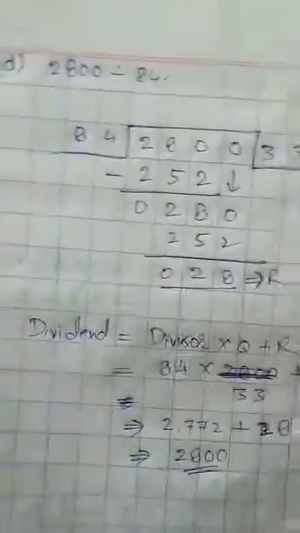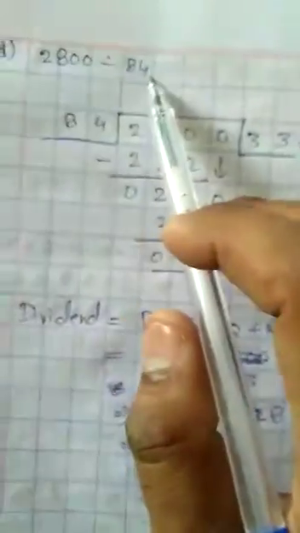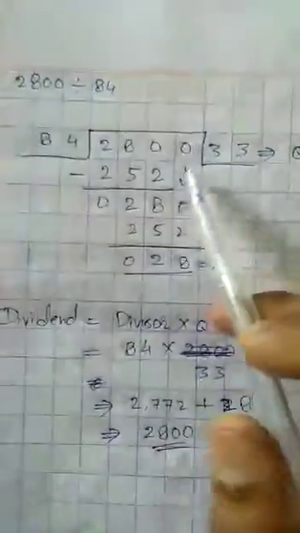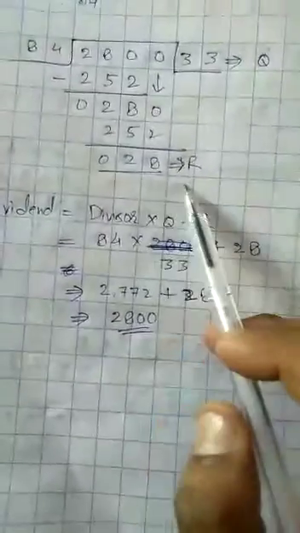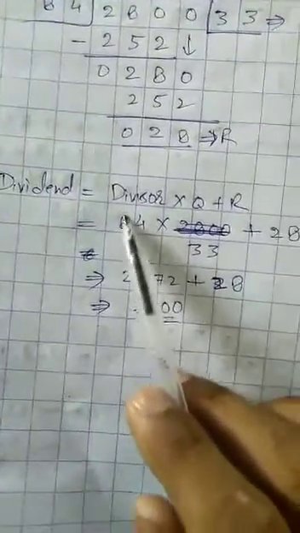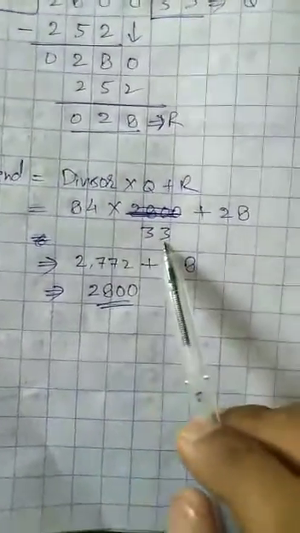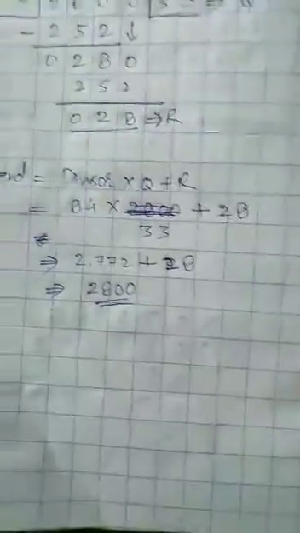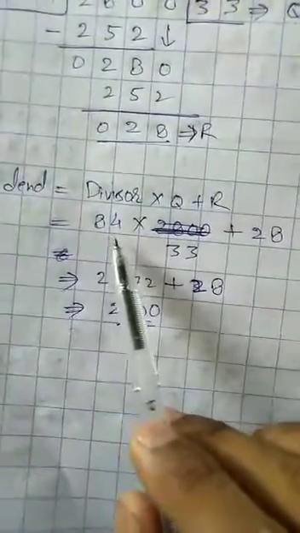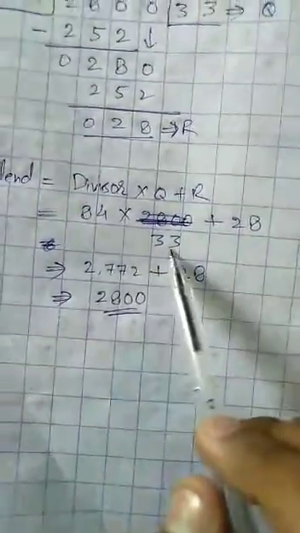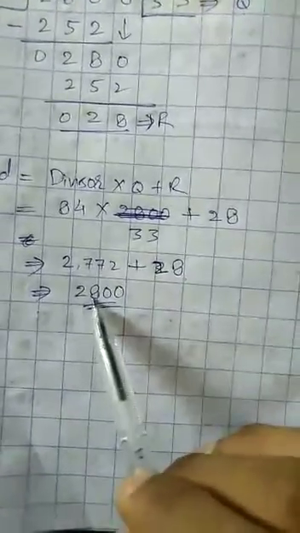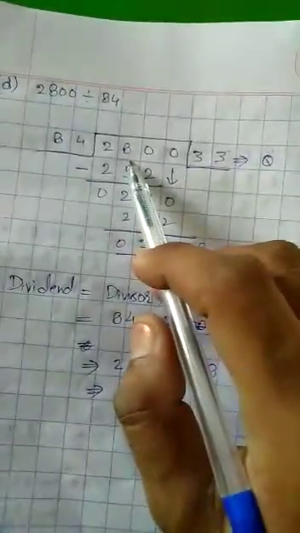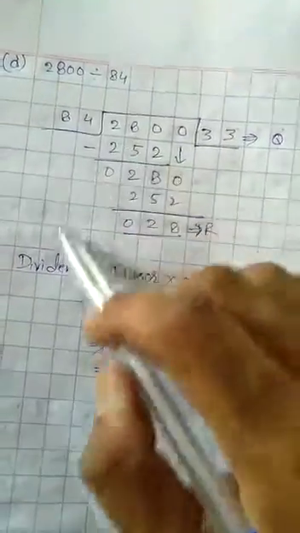Now question D, 2800 divided by 84. So when we divide, it will be 33 as the quotient and 28 as the remainder. Now we will put values in the formula. So 84 multiplied by 33 plus 28. When we multiply 84 and 33, it will be 2772 plus 28. Now 2800 as dividend. So the answer will be correct.